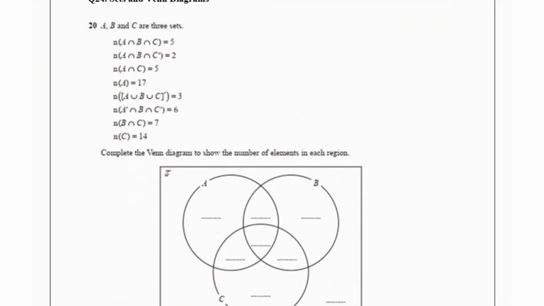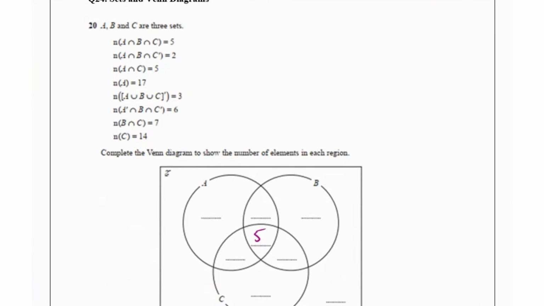In June 2025, they gave a set notation question. It wasn't a Venn diagram question like this. So just to be on the safe side, it's best to practice this in case they give this one. We know that the number in A intersection B intersection C, which is the region in the middle, common between all three sets, is 5. So 5 comes over here.